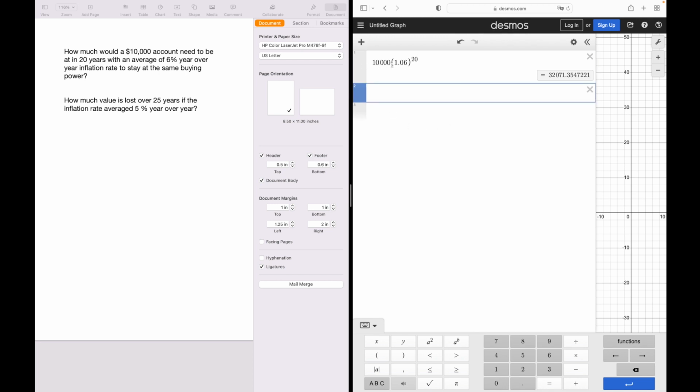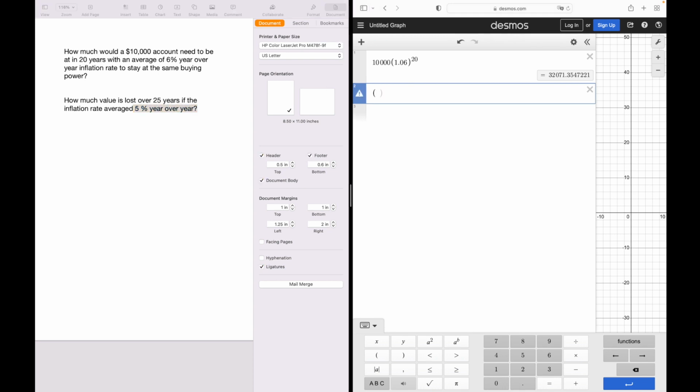Now we're going to do one just with the interest rate and the years. And this is going to give us a percentage change. So this second one asks, how much value is lost over 25 years if the inflation rate averaged 5% year over year? So this one, we're just going to do this part right here. We don't even need to worry about an account value, because we're just finding a percentage increase. So 25 years and a 5% inflation. So do the inflation part first, 5% year over year.